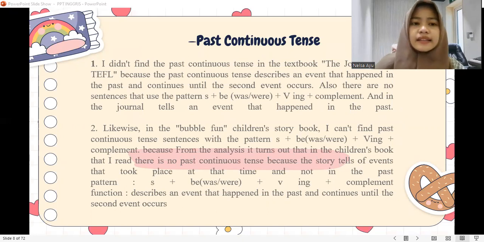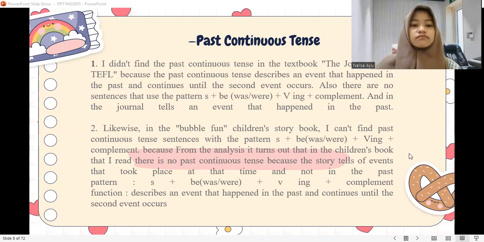number one, I did not find the past continuous tense in the textbook, the journal Asia TEFL, because the past continuous tense describe an event that happened in the past and continues until the second event occur. Also, there are no sentences that use the present subject plus be, was or were plus verb ing plus complement. And the journal tell an event that happened in the past.